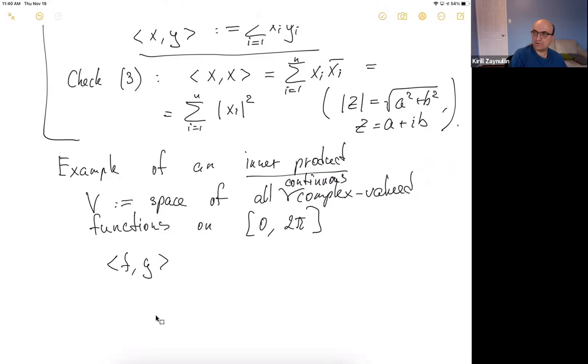function. So the form applied to the vector f comma vector g is defined as follows. You take 1 over 2 pi of the integral from 0 to 2 pi of the product of f(t), g(t) bar. Don't forget that these functions are complex valued. And then dt.